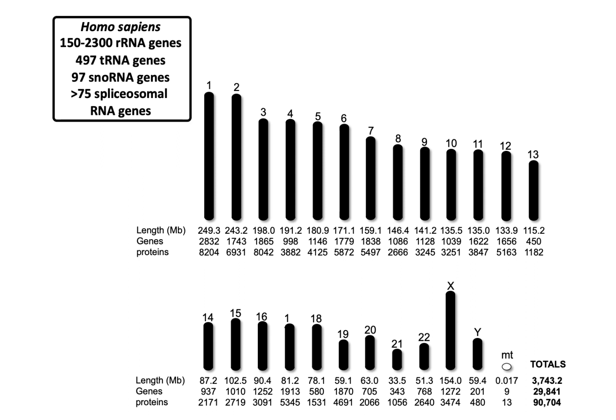So within the genome, there are between 150 and 2,300 copies of ribosomal RNA genes. Again, variable on the chromosomes. 497 tRNA genes, not all expressed at the same time, of course. 97 snoRNAs, which are responsible for processing ribosomal RNAs as well as some other RNAs, and more than 75 spliceosomal RNAs and additional small RNAs too. So a large number of small RNAs in this genome as well.